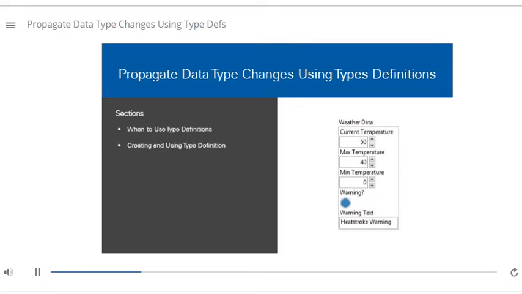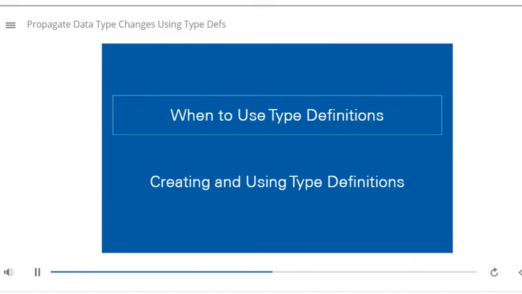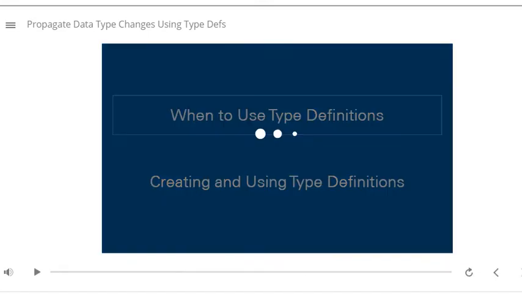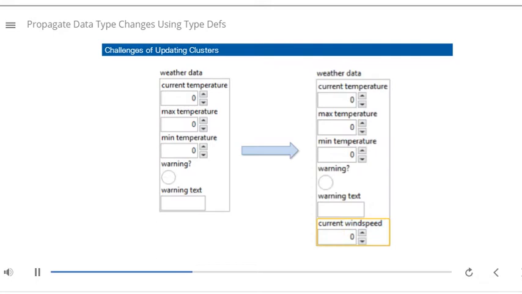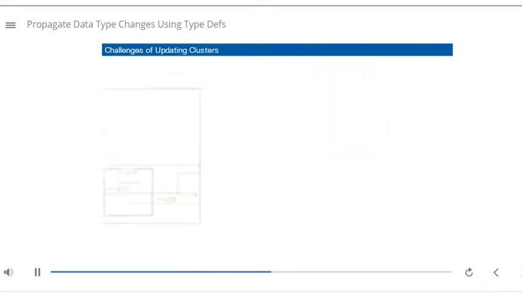In this lesson, you will use type definitions to assist with propagating data type changes throughout an application. Suppose you're working with a cluster that contains weather data, and you decide that you want to add another item to that cluster. What will this mean for your code and the rest of your application?